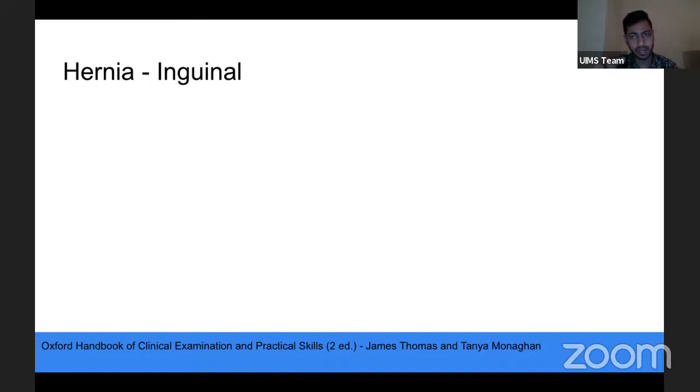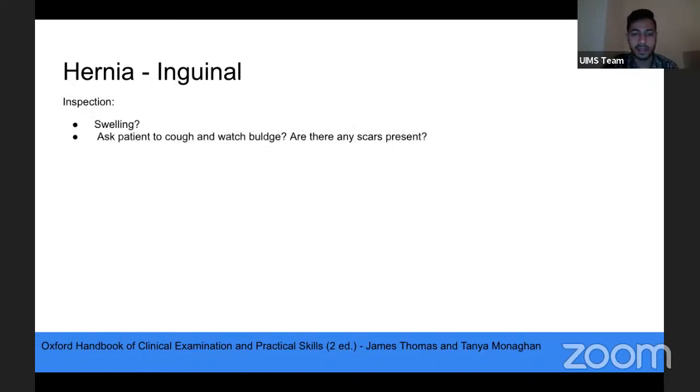But in terms of an inguinal hernia, we need to inspect it first. So is there any swelling? Is there any redness? Is the patient in any pain as well because of the hernia? The second thing, can we ask the patient to cough, and can we see the hernia bulge through the opening in the abdomen? And are there also any scars present?